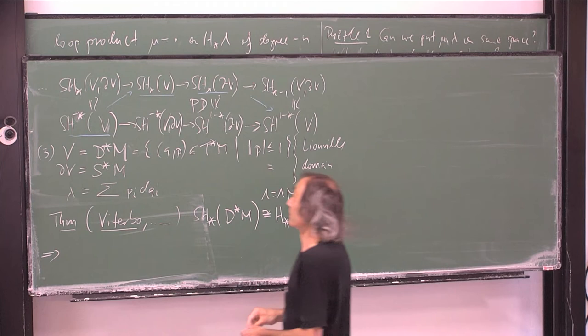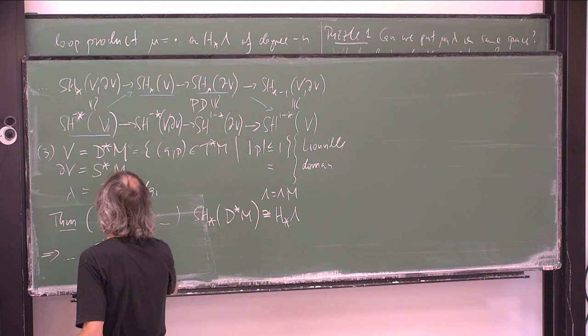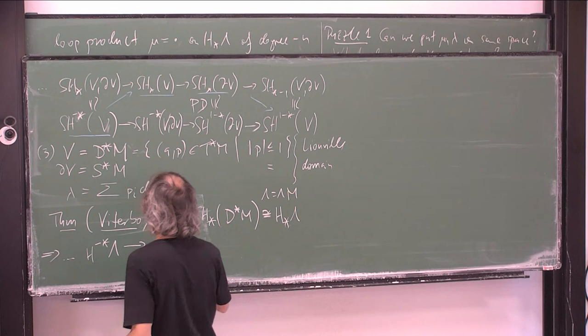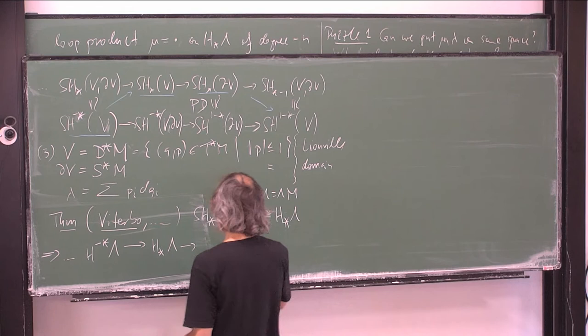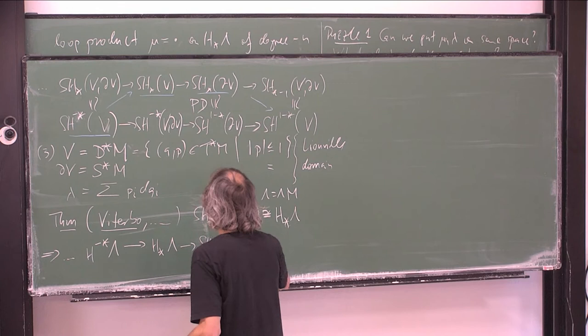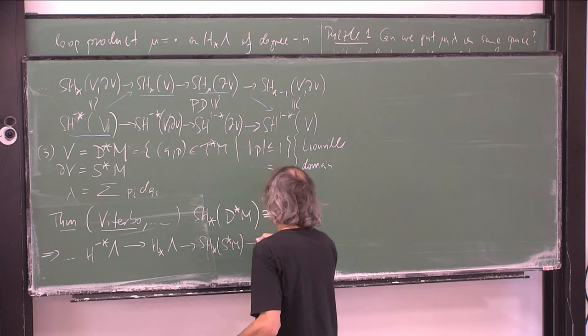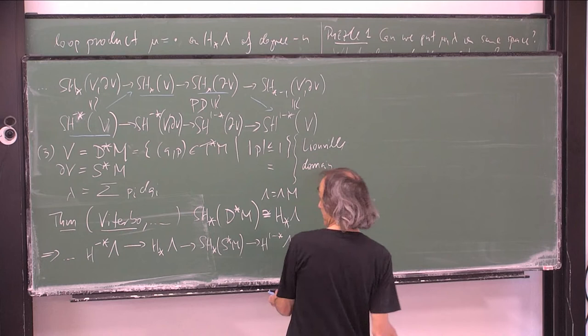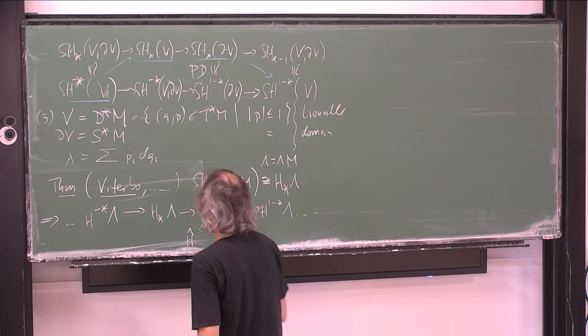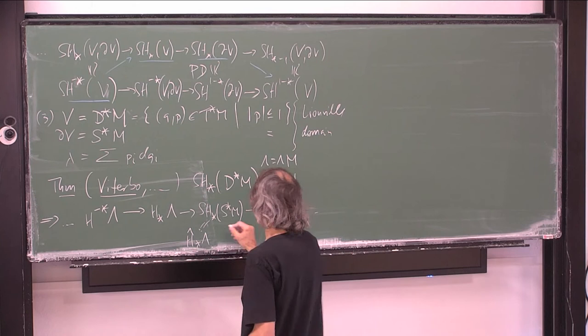So it goes from loop space cohomology in degree minus star to loop space homology in degree star to some new player, let me first write it. It's symplectic homology of the unit sphere bundle, and then it goes to loop space cohomology in degree 1 minus star. It goes on. And now this guy I will just denote by Ĥ star of Λ, just to give it a new name. And we decided to call it Rabinowitz.